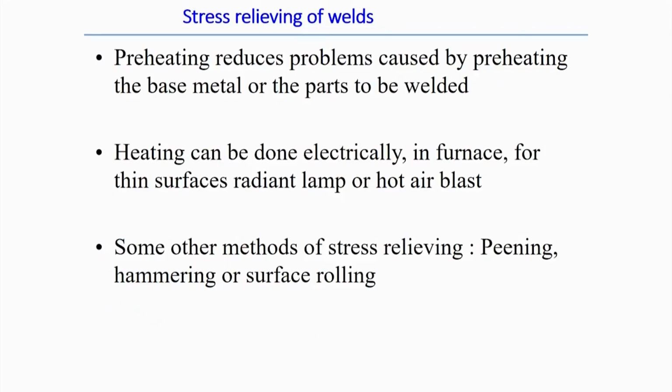So, stress relieving of weld: some significant points related to residual stress and distortion in the welding process. Preheating actually reduces the problem. So, before the welding process, if we preheat the sample, that reduces the problem caused during the welding process. Second, the preheating can be done electrically, in a furnace, for a thin surface with a radiant lamp, or maybe a hot air blast. So, there are several ways to practically do the preheating, because preheating sometimes reduces the amount of problems related to the welding process.